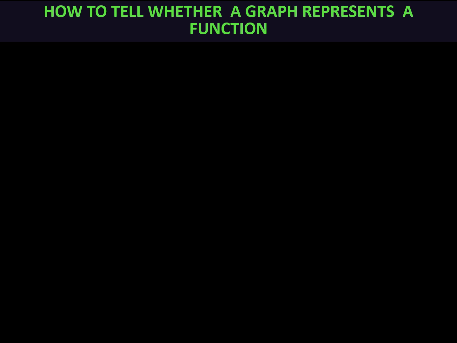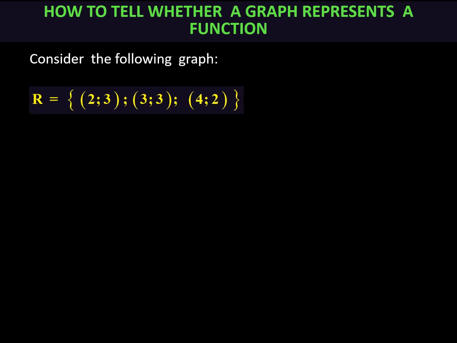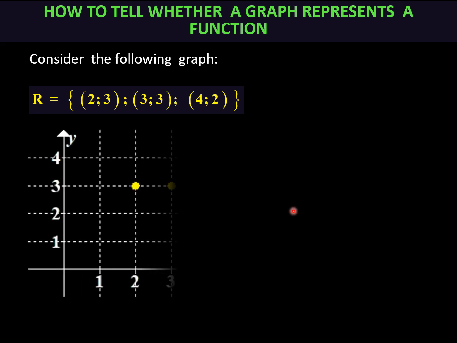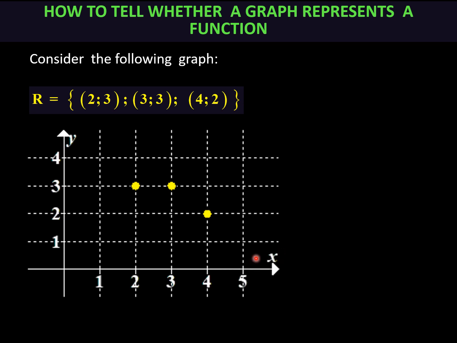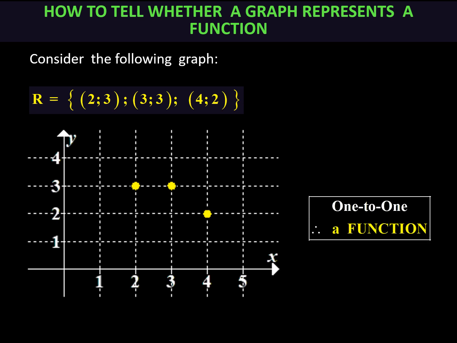Now we're going to look at a graph and determine from the graph whether that graph represents a function or not. Right? Let's consider the first one. There we have 3 points. And if we plot those 3 points, let's see what we get. There are the 3 points there. 2, 1 output. 3, 1 output. 4, 1 output. So this is a one-to-one, and a one-to-one definitely represents a function.